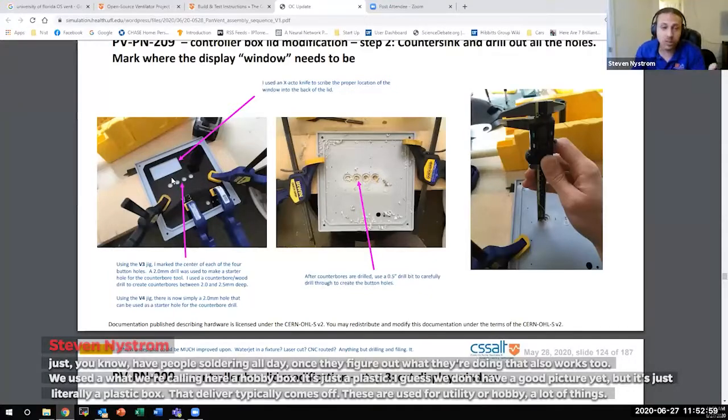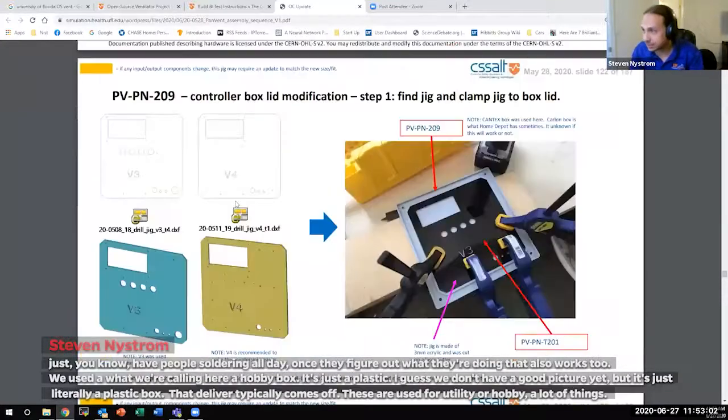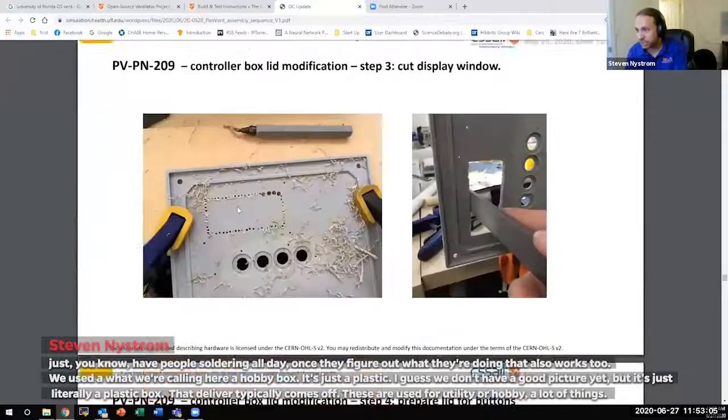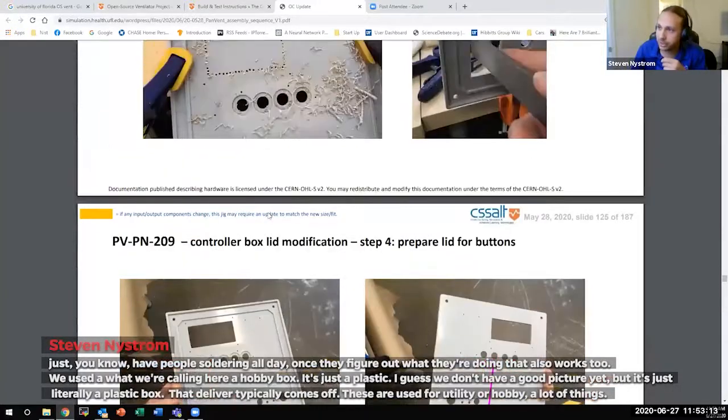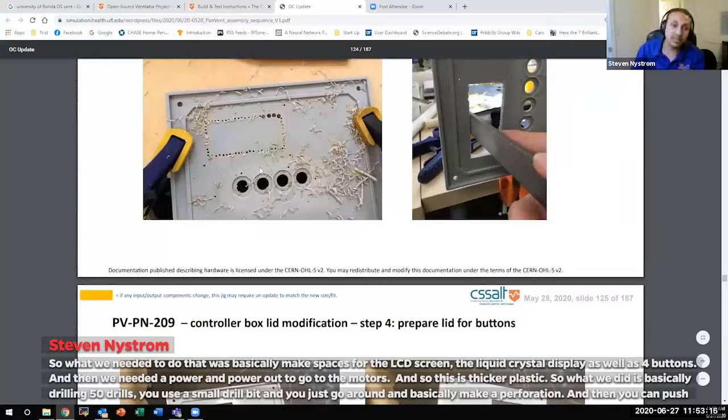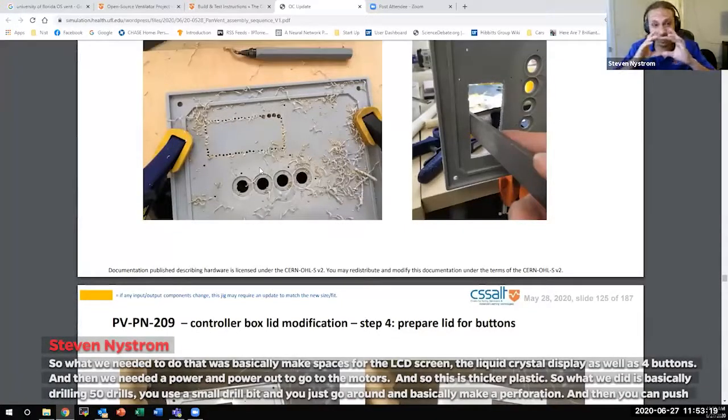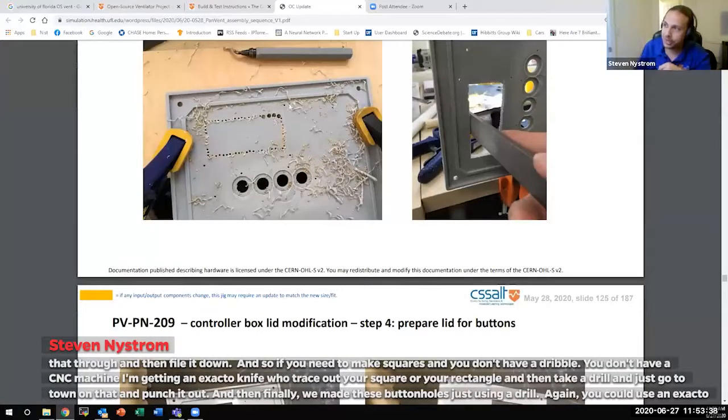We used what we're calling here a hobby box. I guess we don't have a good picture yet, but it's literally just a plastic box where the lid typically comes off. These are used for utility or hobby, a lot of things. What we needed to do was make spaces for the LCD screen, the liquid crystal display, as well as 4 buttons. And then we needed power in and power out to go to the motors. This is thicker plastic, so what we did is drill like 50 drills. You use a small drill bit and go around to make a perforation, and then you can punch that through and file it down.